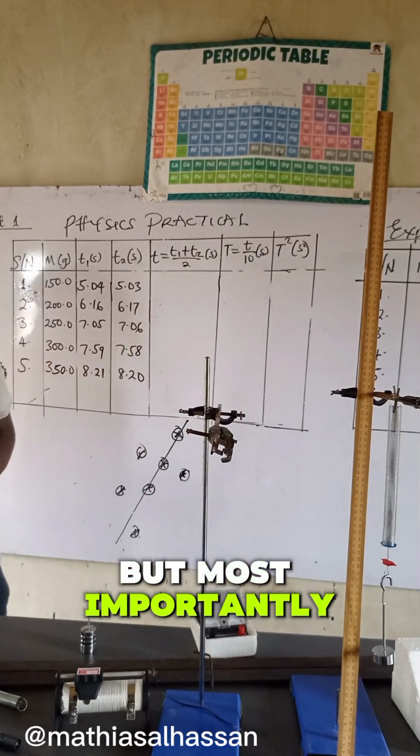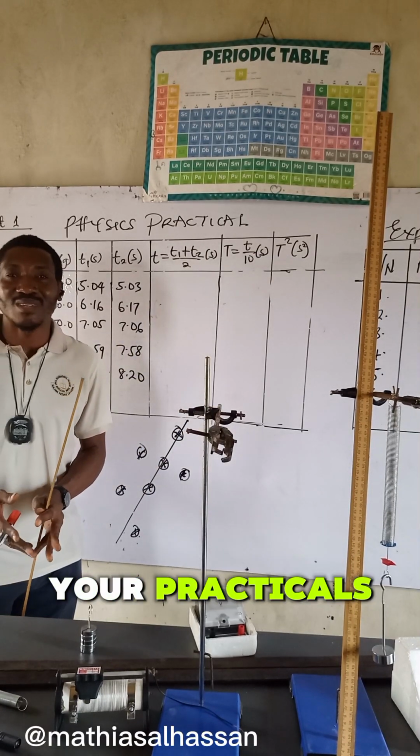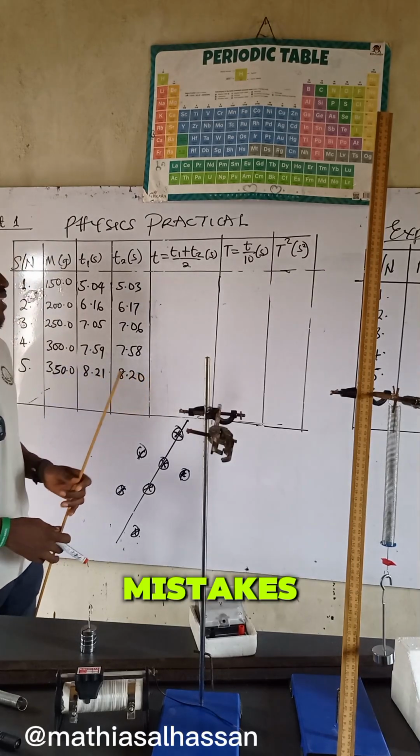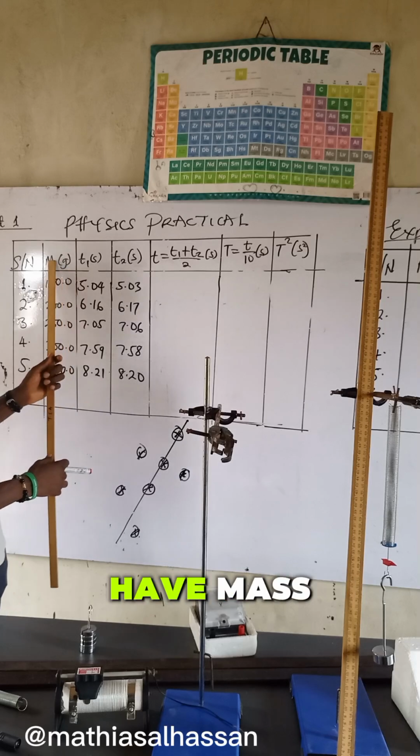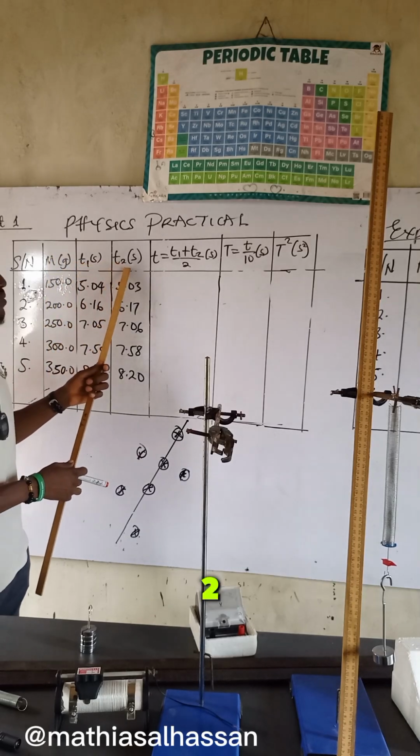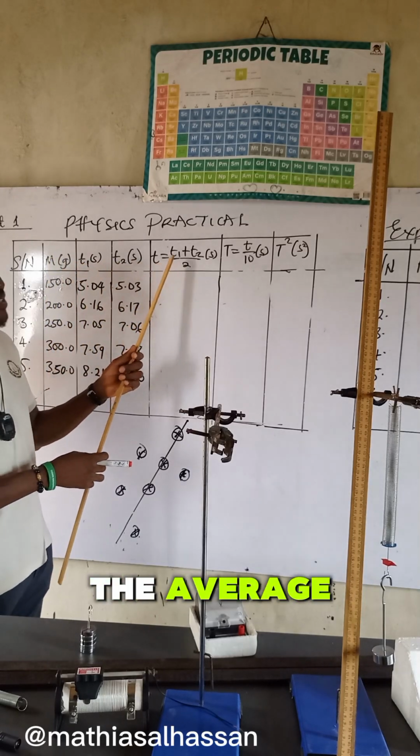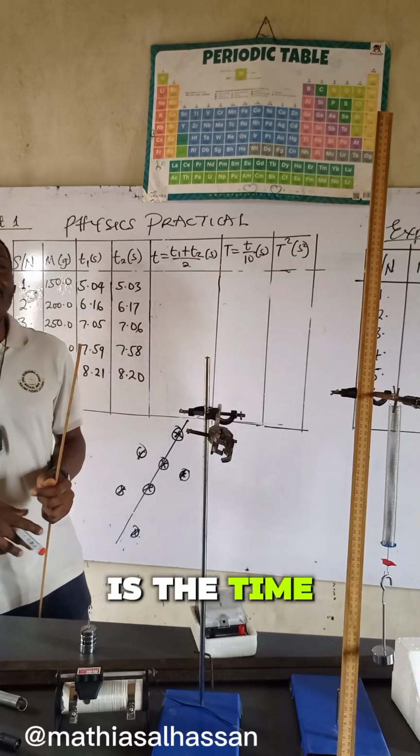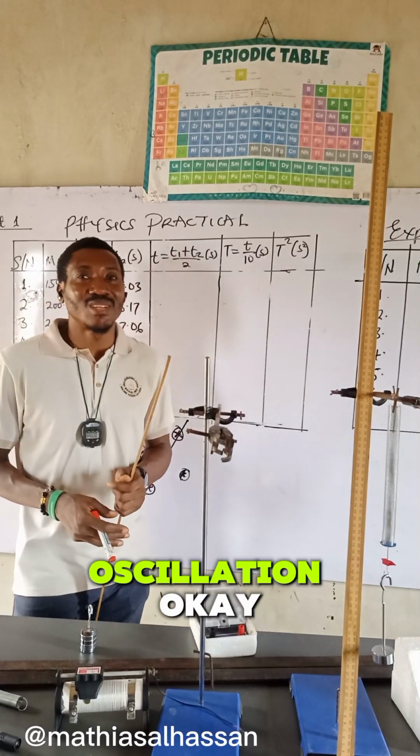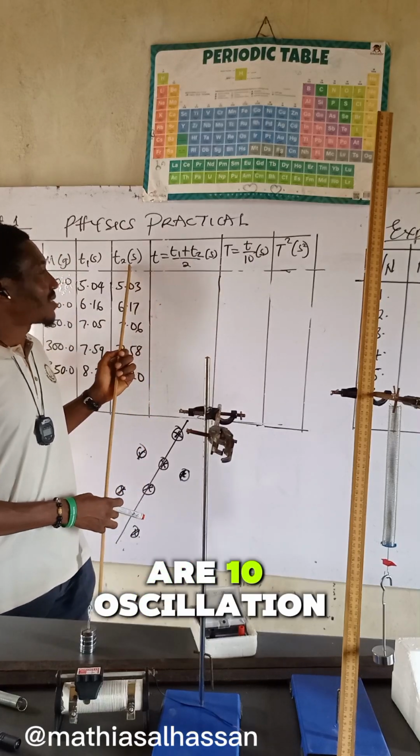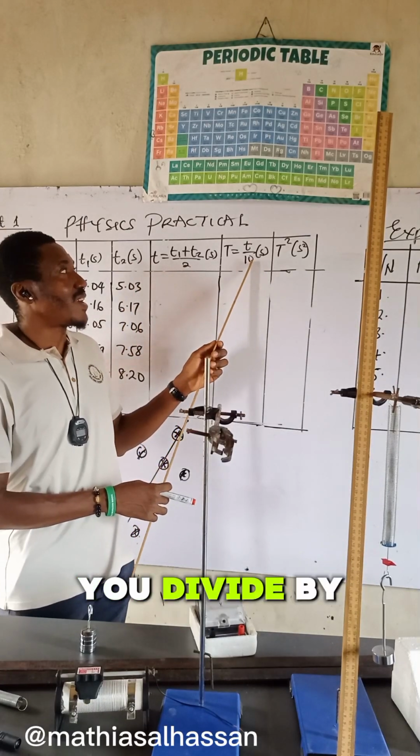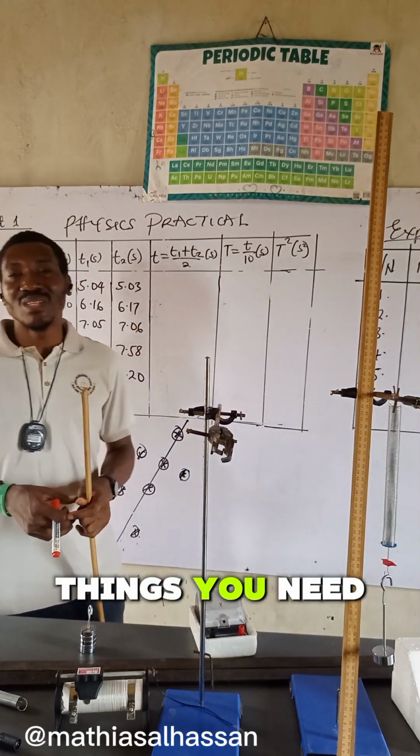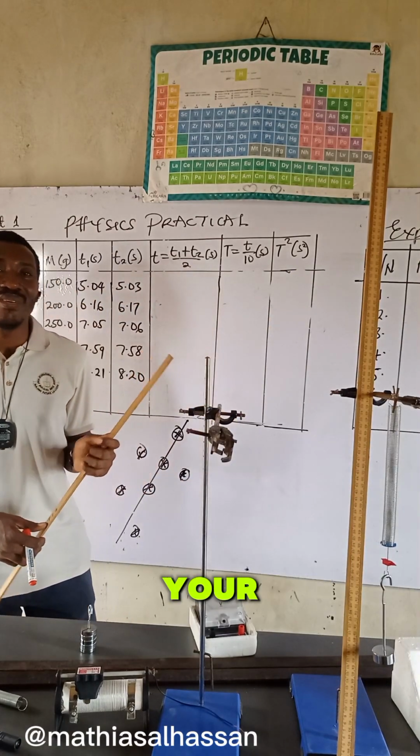But most importantly, you need to relax while doing your practicals. You don't need to panic, and avoid unnecessary mistakes. Like in this table, you have mass, time one and time two. Normally, you take the average, which is time one plus time two, all over two. And period is the time taken for one oscillation. So if there are 10 oscillations for each of these, you divide by 10, and the period is squared here. These are some of the things you need to know on your table when you plot your graph.